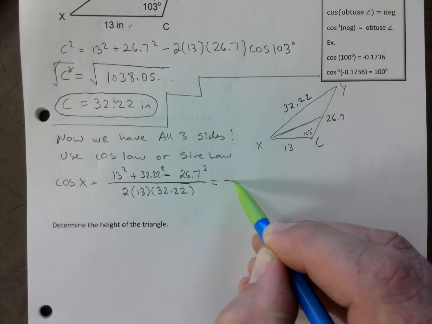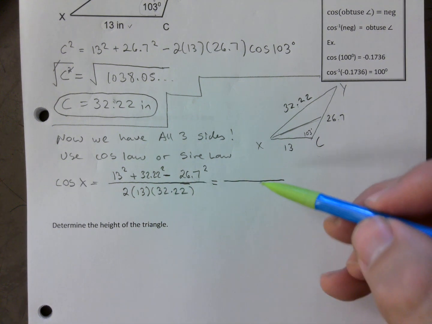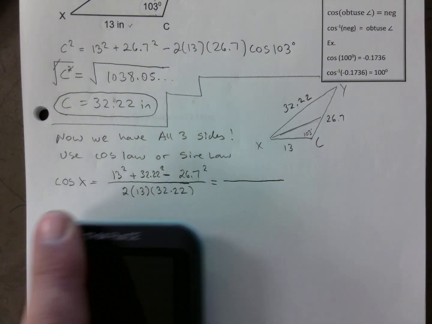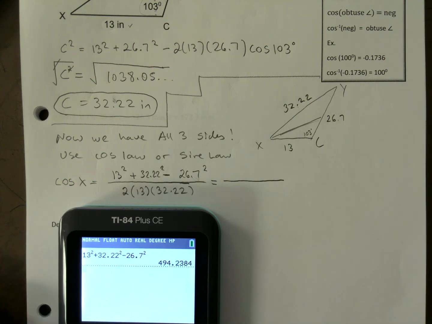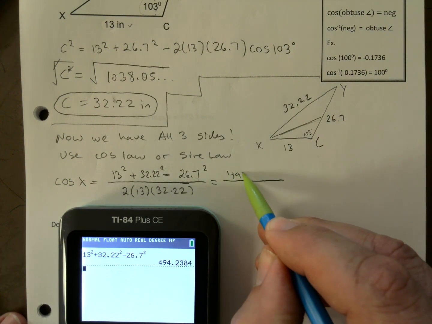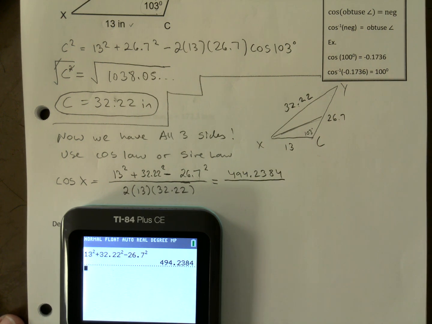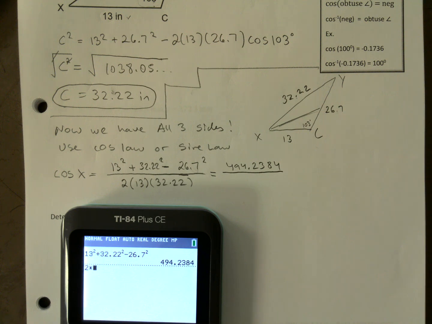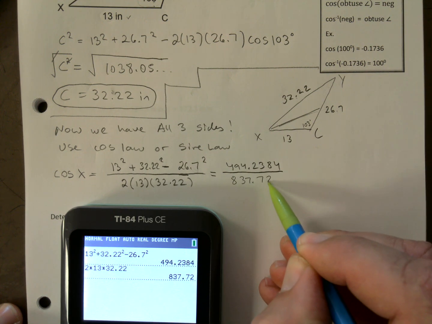And I'd like you to do them in steps. So I'll figure out what the top is, I'll figure out what the bottom is, and write down the numbers accordingly. So grab your calculator and just go 13 squared plus 32.22 squared minus 26.7 squared. So the top is 494.2384. The bottom is 2 times 13 times 32.22. That's 837.72.